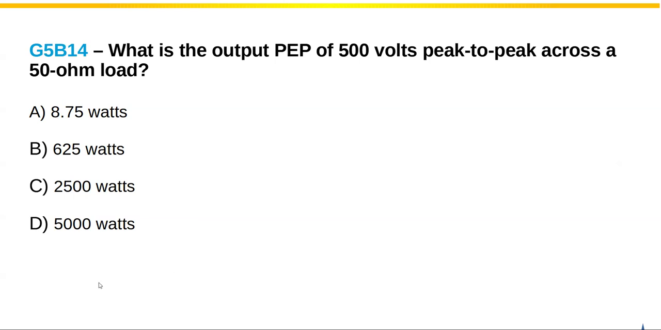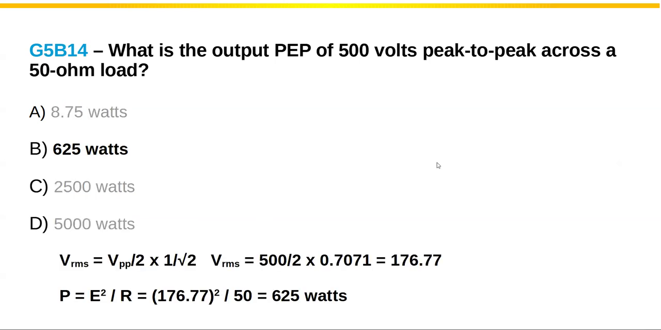So again, it would be what? Peak is 250. 0.707 times 250 is, I don't know, 100 and something. Square it, divide by 50. Get a lot more watts.